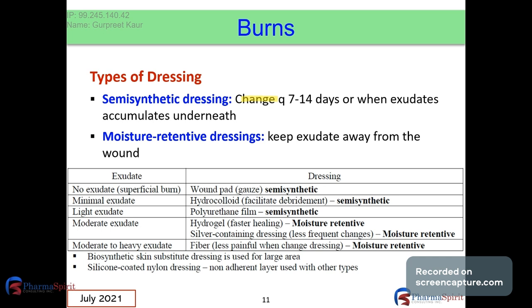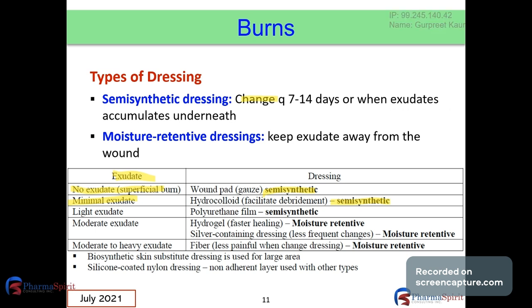The other type is the moisture retentive dressing, which keeps exudate away from the wound so that the wound can heal. So here is a list of the different types of dressing, and it depends on the amount of the exudate. If there is no exudate, for example in a superficial burn, we can just use a wound pad, which is made of gauze, and this is considered semi-synthetic. If there is minimal exudate, we use the hydrocolloid dressing, and this kind of dressing facilitates debridement. It makes it easier to remove any kind of loose tissue, and this is also considered semi-synthetic.